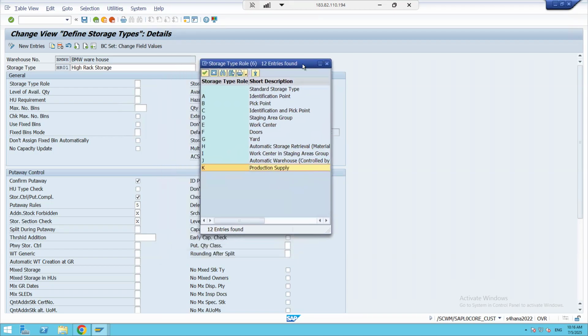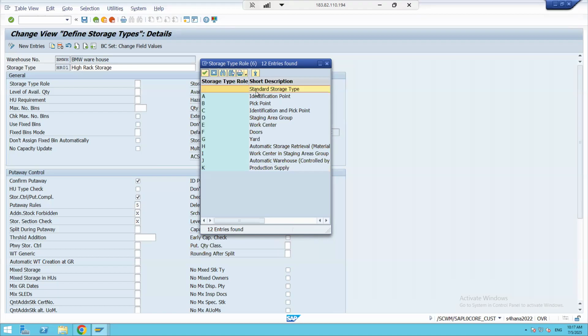Now tell me, for HR01, which role is suitable? Standard storage type. For sure, it will be standard storage type.